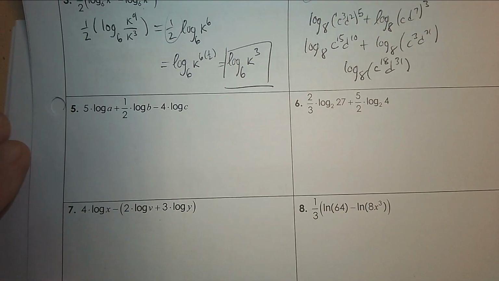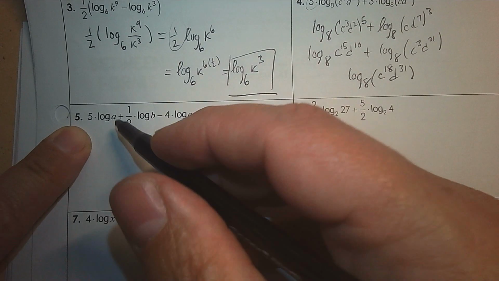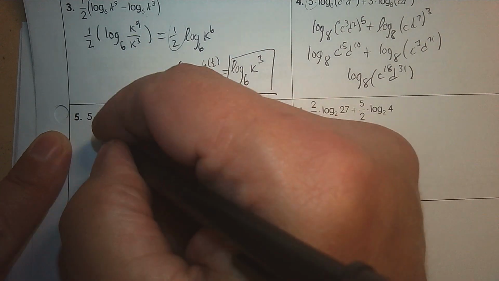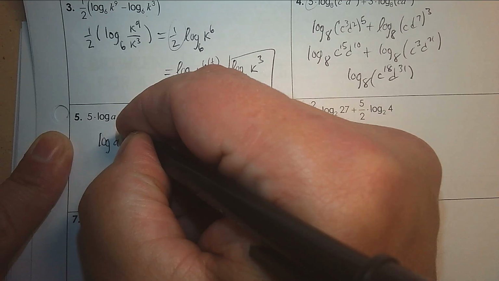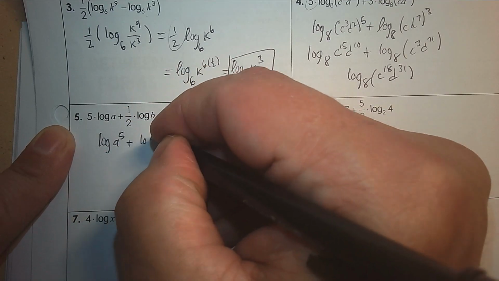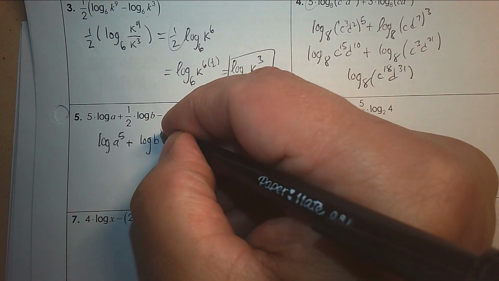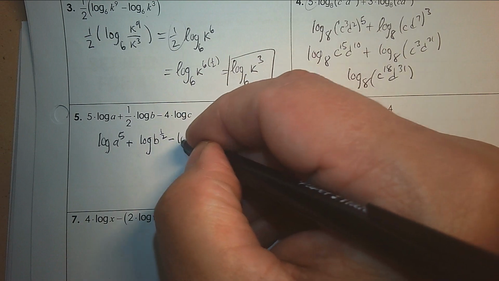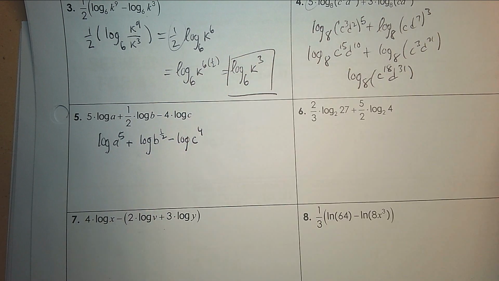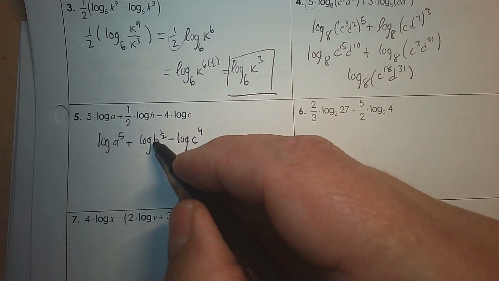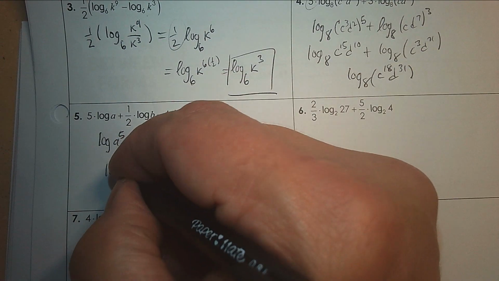So again, the number in front is the exponent inside. So this is log a to the 5. This is log, and it's the square root of b, if you want to write it that way, or b to the 1/2. And this is log c to the 4. All of them are common logarithms. They have the same base. So I can write it as one logarithm then.